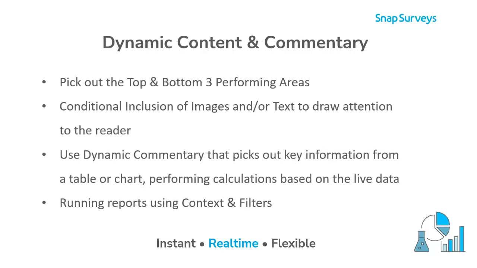Now, the plan today is to look at including the top and bottom 3 performing areas from a larger list of categories, using images to quickly focus your attention. We're then going to look at what's known as conditional inclusion. This allows you to set parameters as to when content appears in your report. So it could be a passage of text, maybe a table or chart, or in my example, I'm going to be using different images based upon set targets.